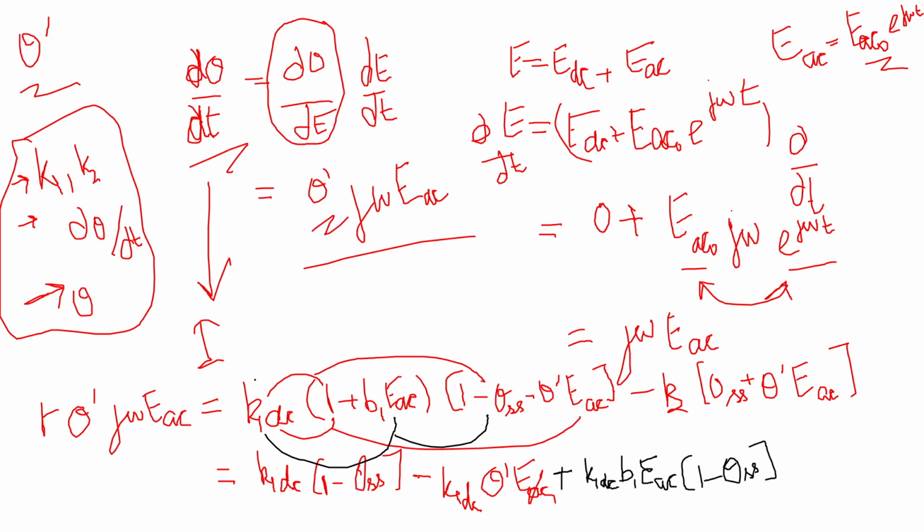Now, what will happen if I multiply K1 DC into B1 EAC into theta dash EAC? You can see EAC square will come. So, I don't want that term. So, this one will get cut. Okay. This term is not considered because EAC square will come. Now, the next one is K2 theta SS. That's direct, right? Now, there's nothing else. Minus k2 theta dash EAC.